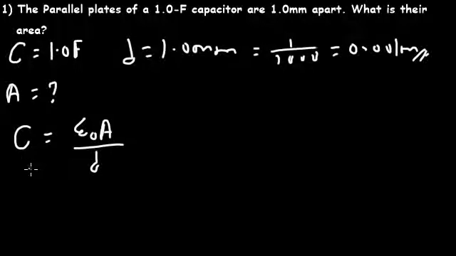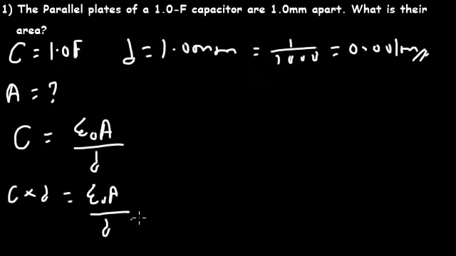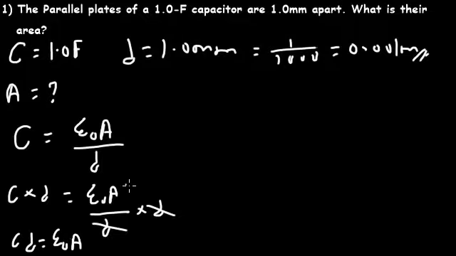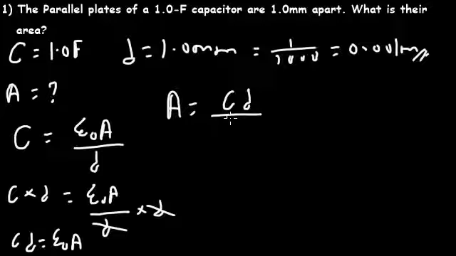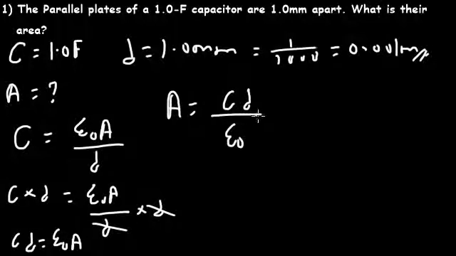So if that is the case, we can now isolate A. To isolate A, we can multiply both sides by D and have C times D equal to epsilon sub naught times A divided by D, again times D. Now you see that on the right hand side, the D cancels out, and then we have CD equal to epsilon sub naught A. Now upon dividing through by epsilon sub naught, we can eventually have our area to be the product of the capacitance and the separation distance, divided by epsilon sub naught.